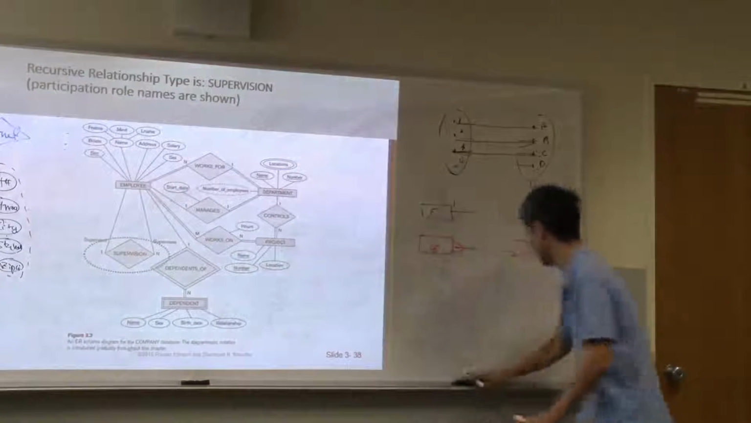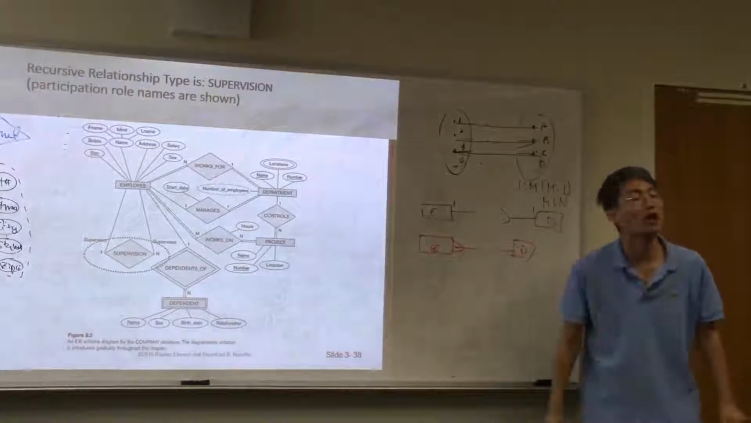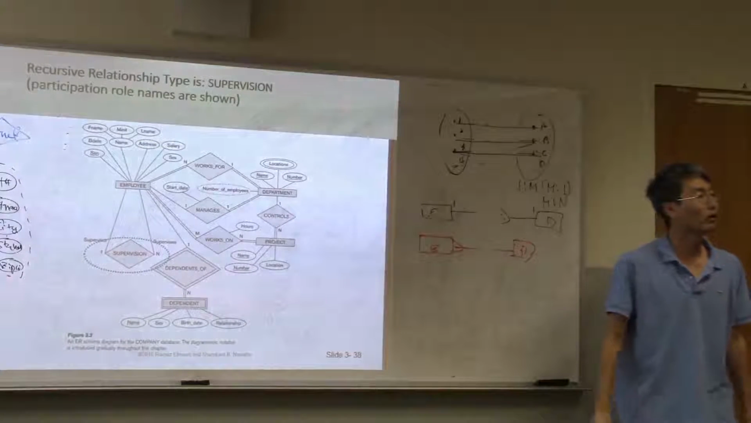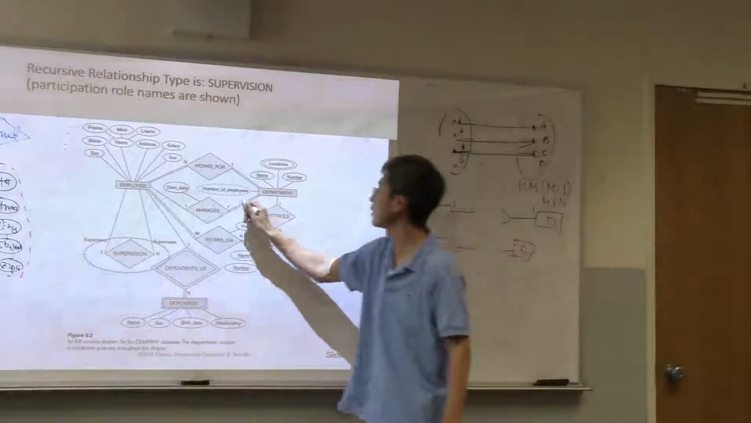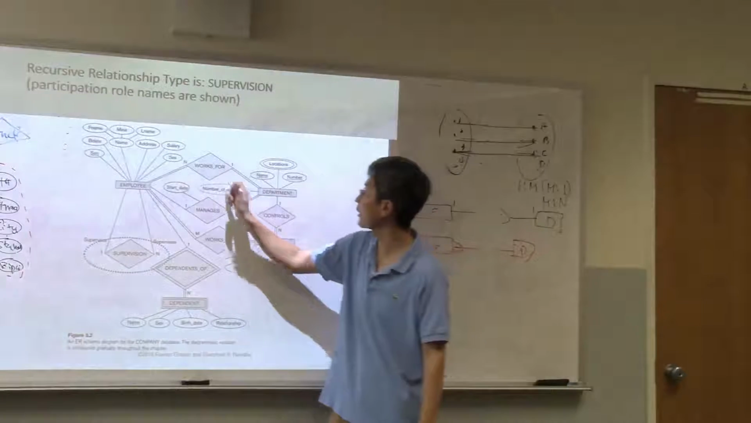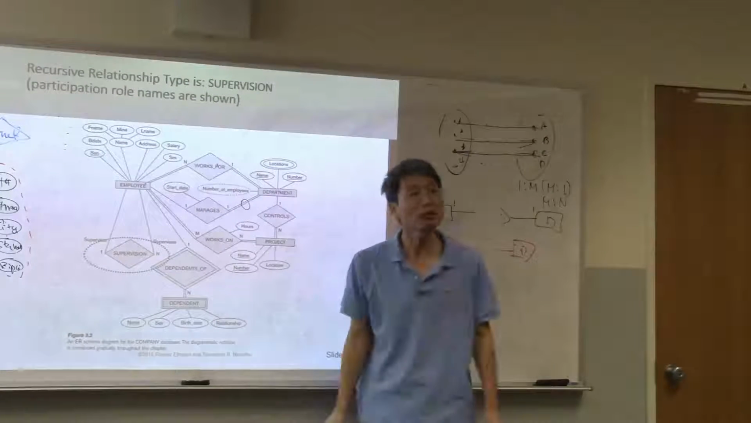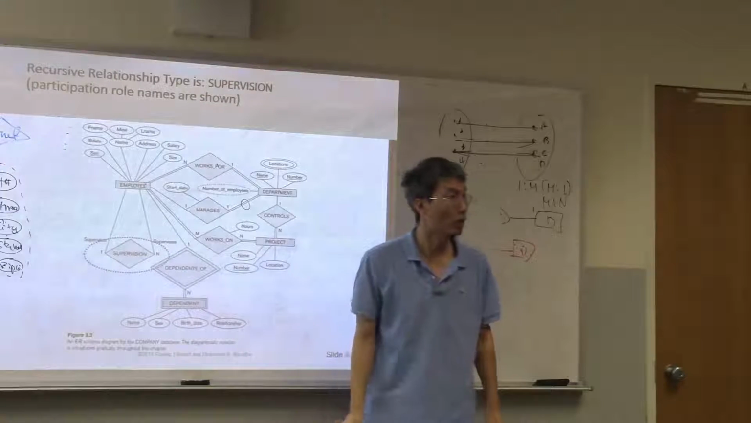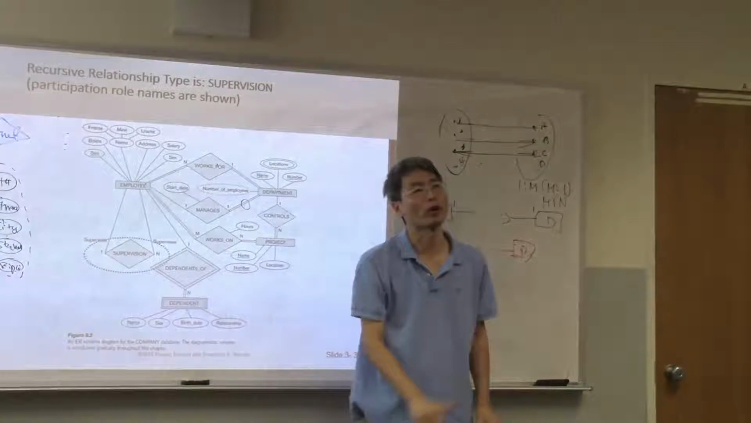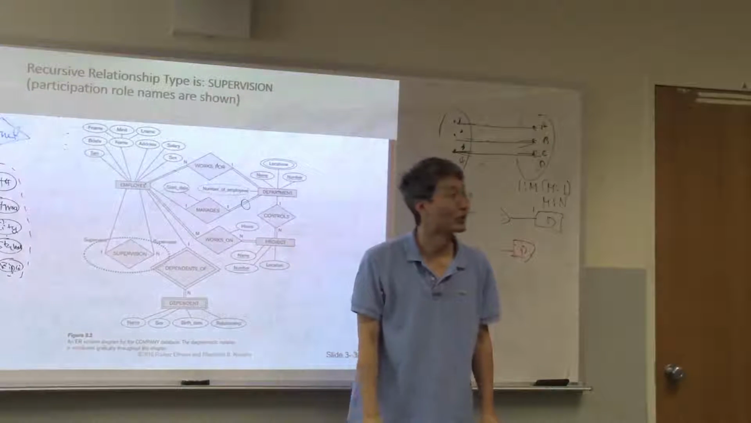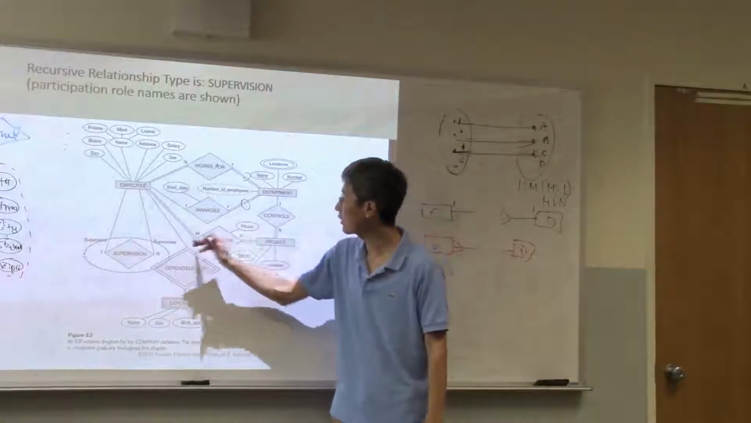But in terms of the department, all departments must have a manager. It's a mandatory participation. That is a double line. What about works for? All employees should have the department where he or she works, right? Double line. At least one employee, who? Manager. Right? So it's mandatory. Same thing.